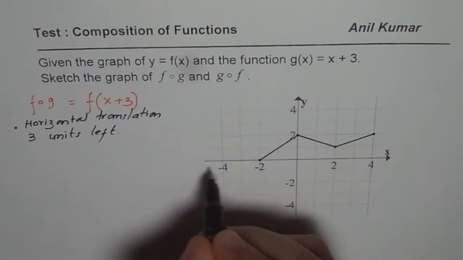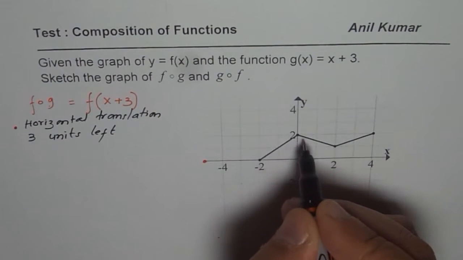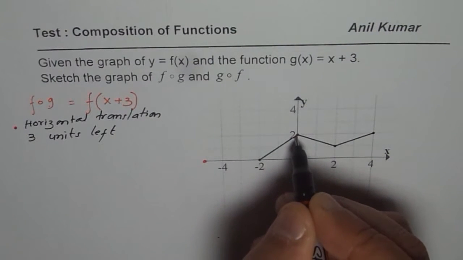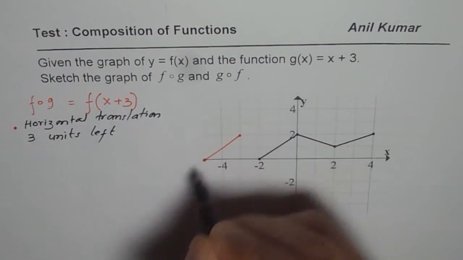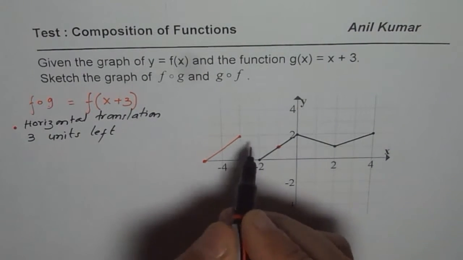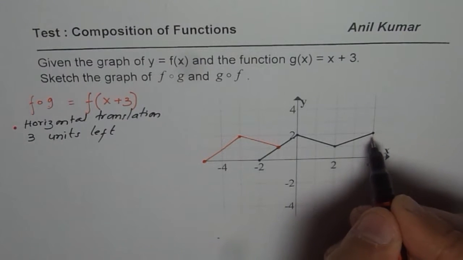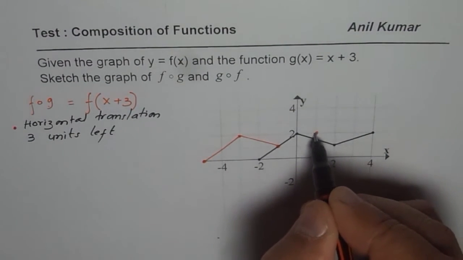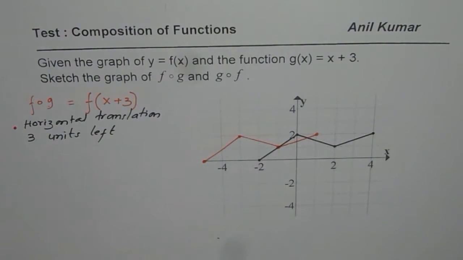So minus 2 will be at 1, 2, 3 units around here, right? So this point moves here. 0, this 2 is at 0, so it will come at minus 3. So this line will be translated like this. Now this point 2 will move 3 units to the left, so we'll get that as our function, and this point which is at 4 will now come at 1. So each and every point on this graph moves 3 units left, and this is f of g for you. I hope that's very clear, right?